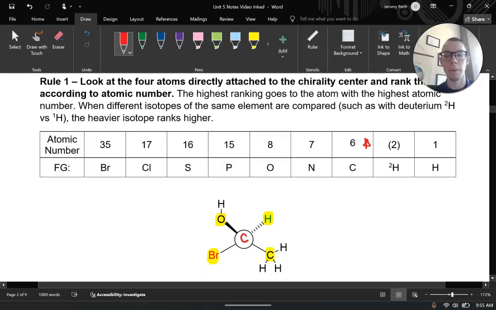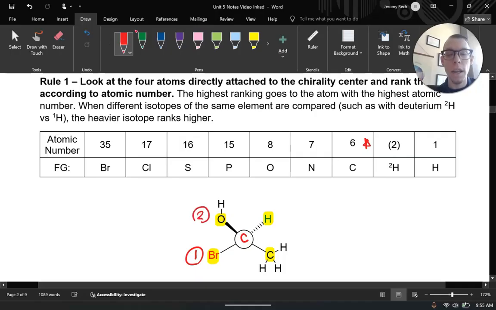So if I look at this example here, I see that the things that I highlighted are all unique. I have a carbon, a hydrogen, an oxygen, and a bromine. Because they're all unique, I can go ahead and rank them. So if I think of my difference in atomic numbers, hydrogen is 1, carbon is 6, oxygen is 8, and bromine is 35. 35 is definitely my biggest number. So my bromine here is going to get my number 1 priority.